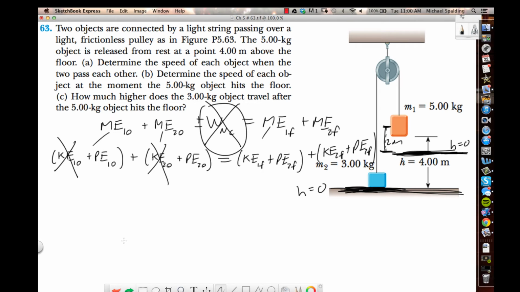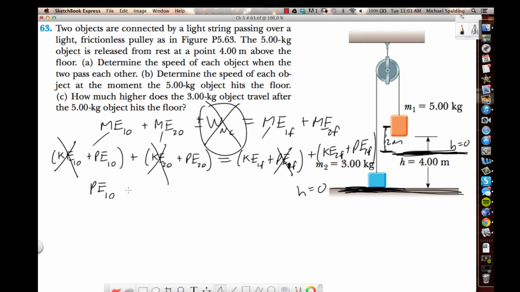Yeah, they're both moving, right? Both objects are moving, so we have two kinetics. Which potential energy is going to be 0? Potential of 2 or potential of 1? That's a 1, that should be a 1. So potential of 1 goes to 0. So what we're left with is this.